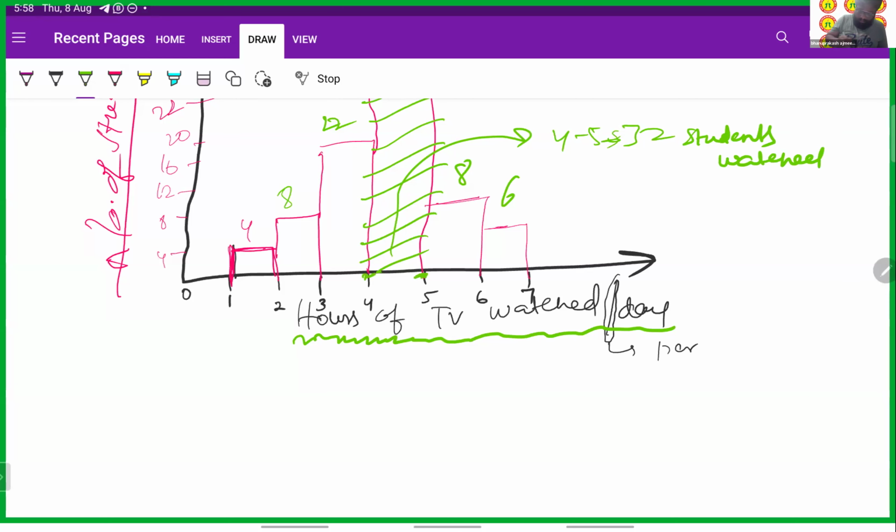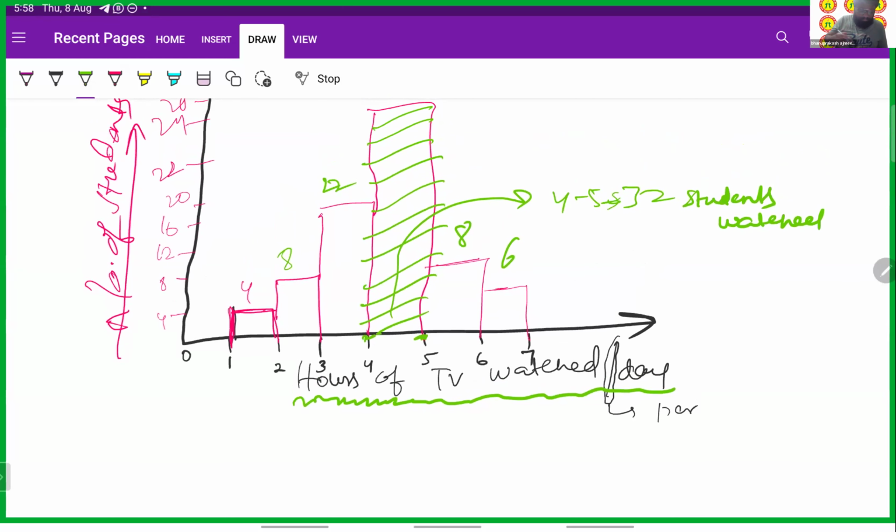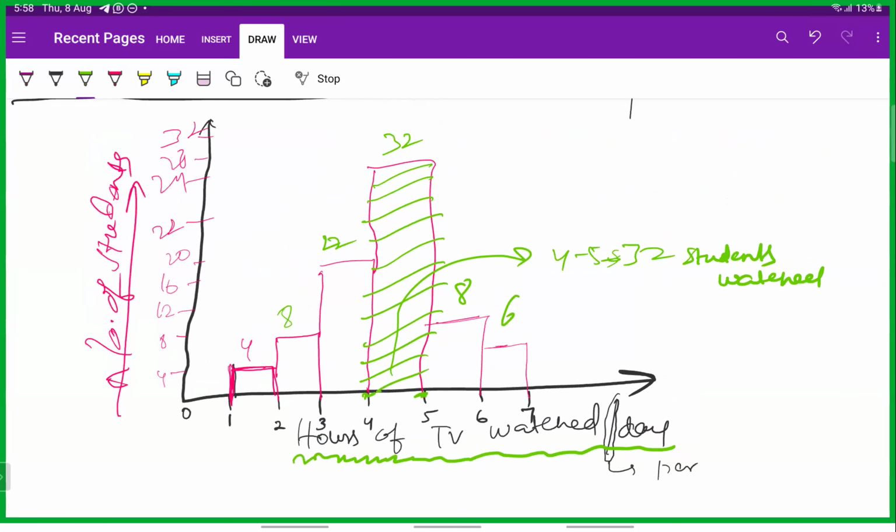So the maximum number of students, 32, watched TV for 4 to 5 hours. Then what is the least? 1 to 2 hours, sir. Yes, from 1 to 2, only 4 students watched.